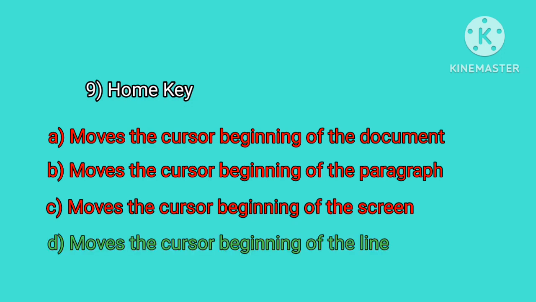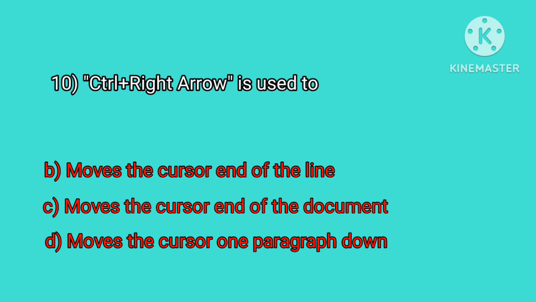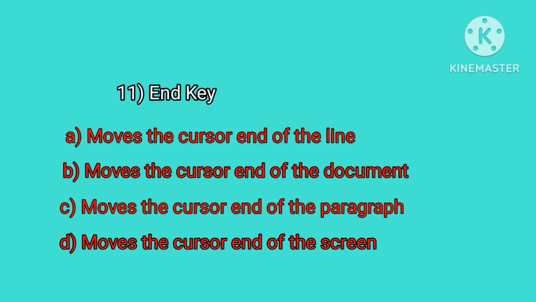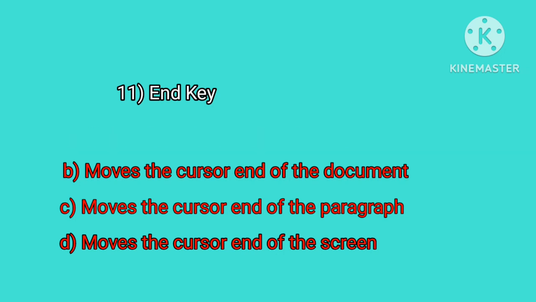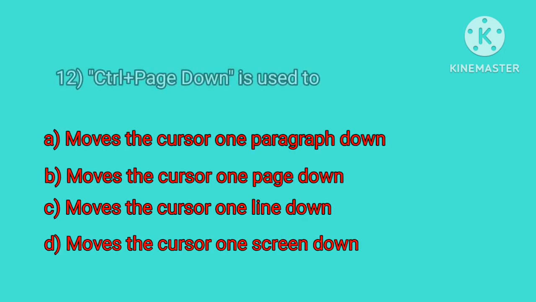Autocorrect was originally designed to replace misspelled words as you type. Misspelled. Home key is used to move the cursor to the beginning of the line. Ctrl plus right arrow is used to move the cursor one word right. End key is used to move the cursor to the end of the line.